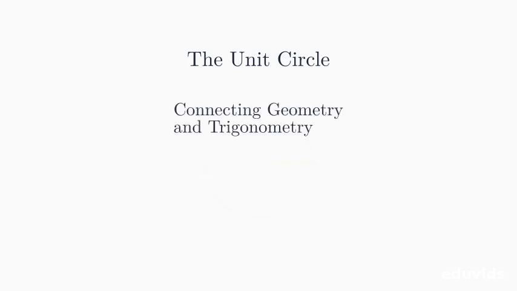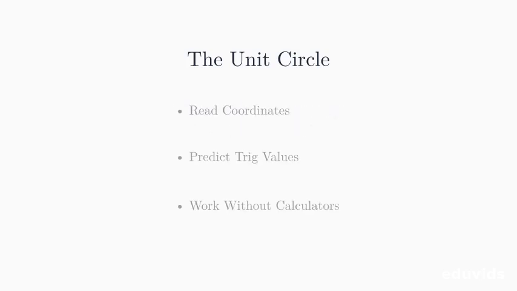Imagine a spinning radar dish or the arm of a clock sweeping around a dial. Today we'll see how one simple circle gives the sine and cosine of any angle you'll ever meet. By the end you'll read coordinates straight off the unit circle and predict trig values without a calculator.